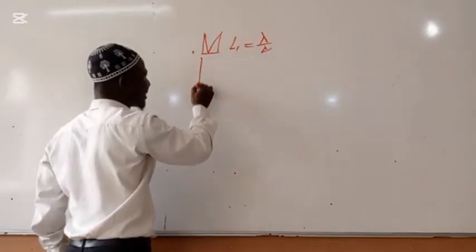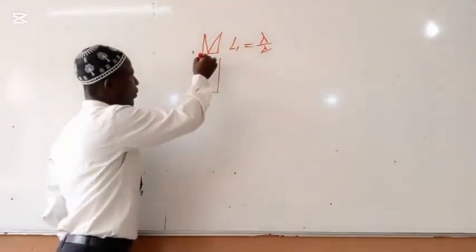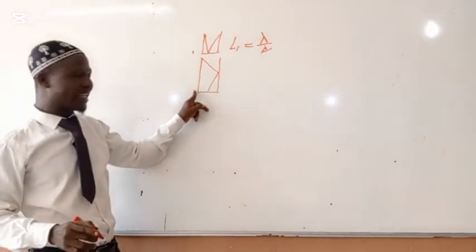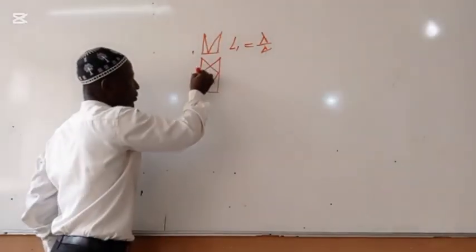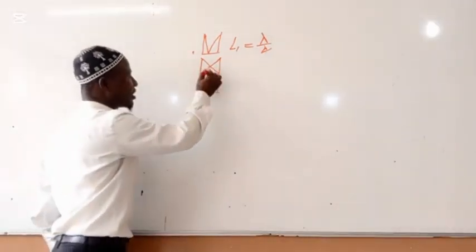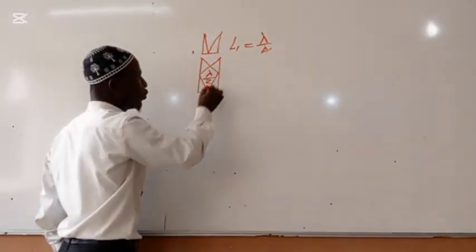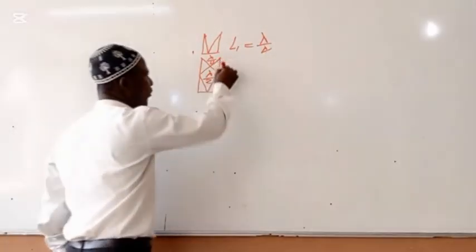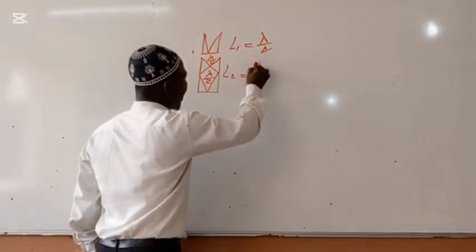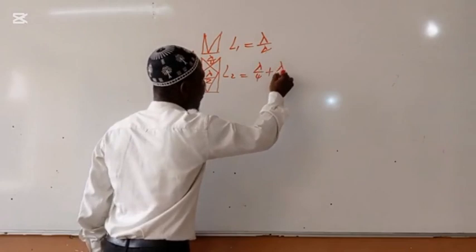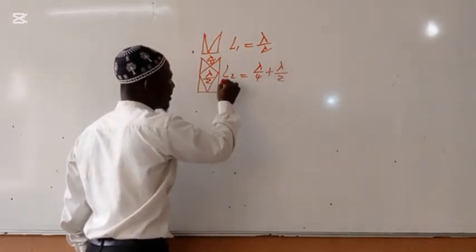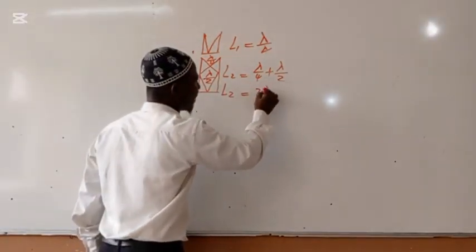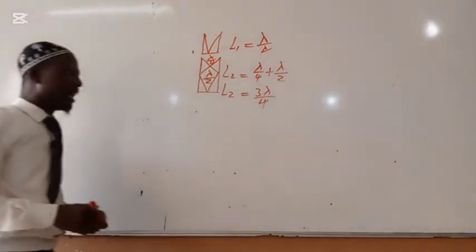Then for the first overtone, you draw 2 lines. 1, 2. You can see that it ends at the middle, not at the end like open pipe. Then 1, 2. This one will give you lambda over 2, while this one is lambda over 4. When you add it together, lambda over 4 plus lambda over 2, that means our L2 will be 3 lambda over 4.